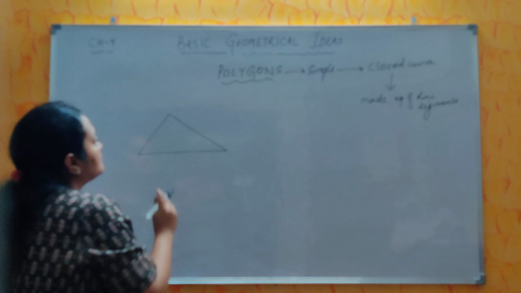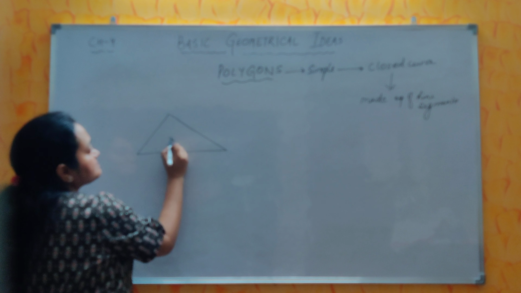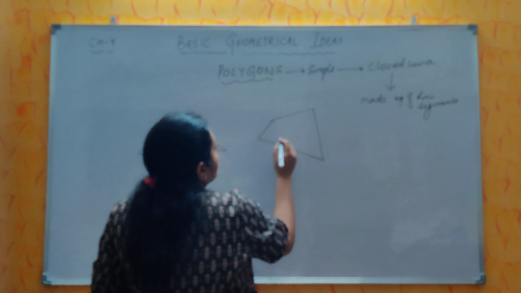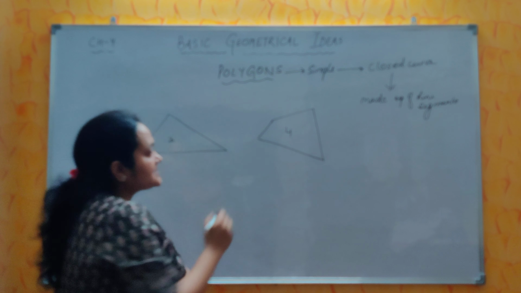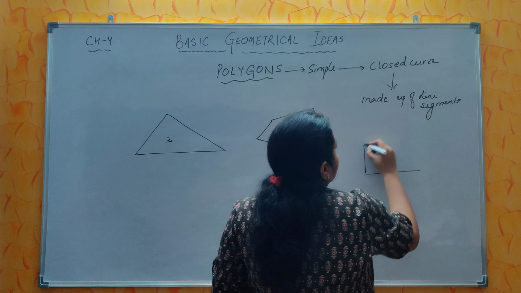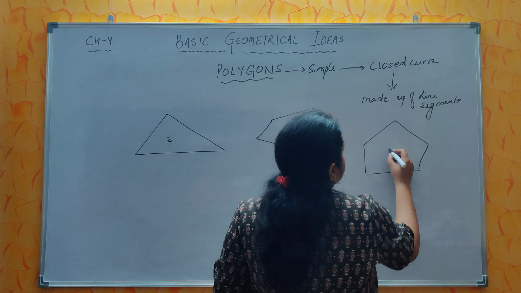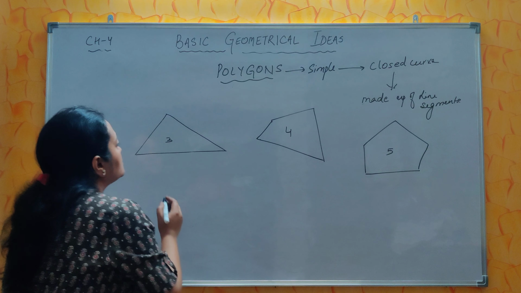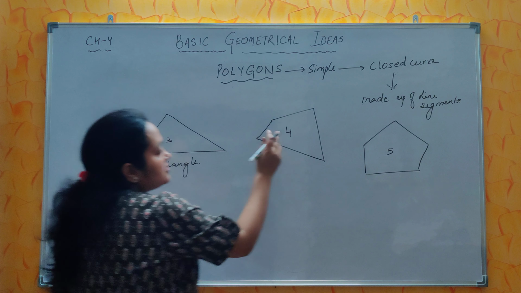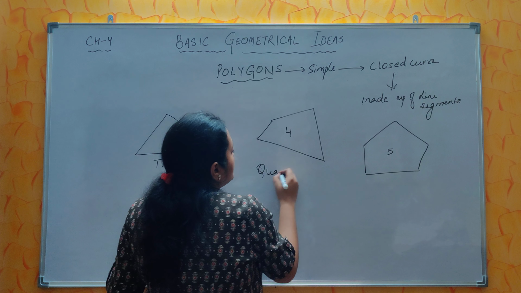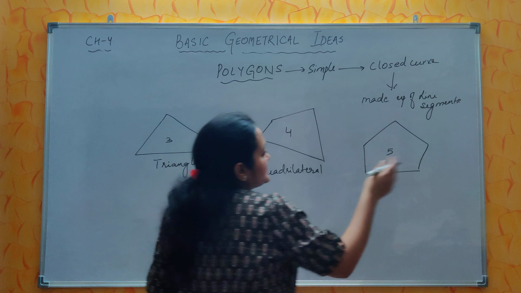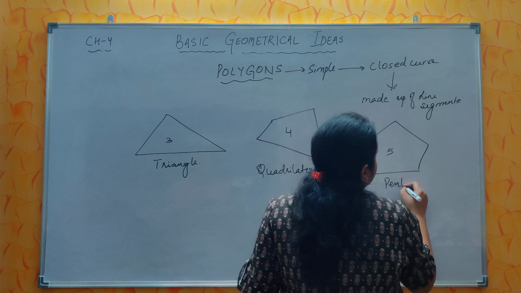is a polygon with 3 sides. This is a polygon of 4 sides, and this is a polygon of 5 sides. A 3-sided polygon is known as a triangle, a 4-sided polygon is known as a quadrilateral, and a 5-sided polygon is known as a pentagon.